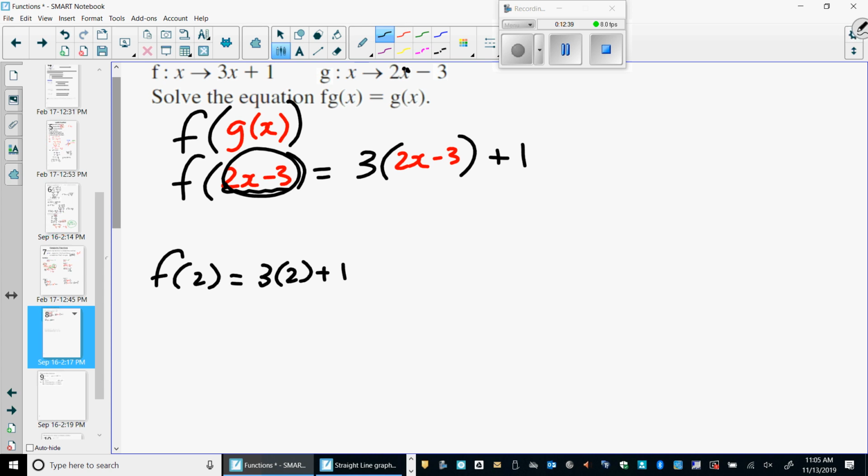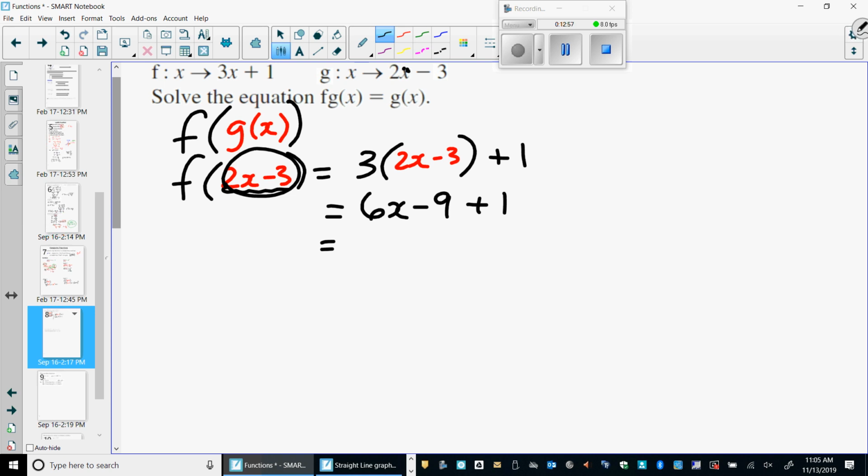Now, is it likely that we would ever leave something looking like this? No. So we need to do some expanding and simplifying. Everything in my bracket is multiplied by 3. So we've got now 6x minus 9 plus 1. And then minus 9 plus 1 gives us minus 8. So we've got 6x minus 8. Now, we might think, oh, well done, we're finished. Unfortunately not, because that's just establishing f(g(x)). That's just establishing what this side of the equation is.